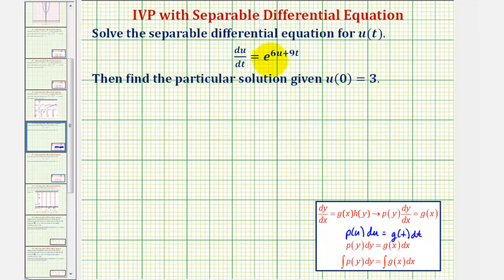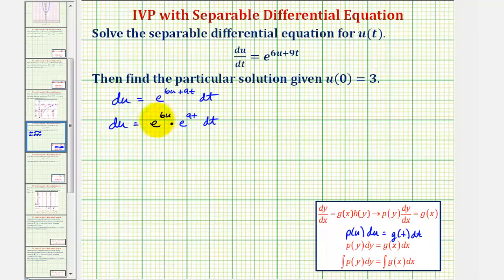If du dt equals e raised to the power of 6u plus 9t, then differential u is equal to e raised to the power of 6u plus 9t times dt. Now here, because we're adding the exponents, we can write this as a product where the base would be e. So we can write this as differential u equals e raised to the power of 6u times e raised to the power of 9t dt.